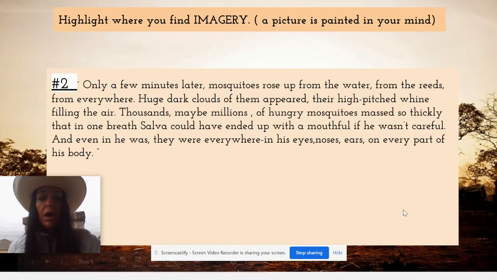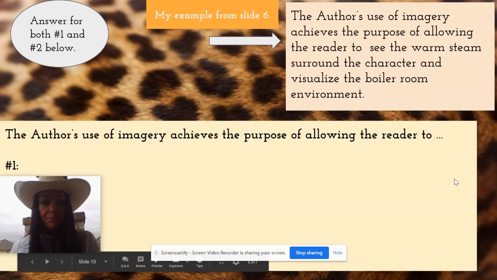Number 2. Only a few minutes later, mosquitoes rose up from the water, from the reeds, from everywhere. Huge dark clouds of them appeared, their high-pitched whine filling the air. Thousands, maybe millions of hungry mosquitoes massed so thickly that in one breath, Salva could have ended up with a mouthful if he wasn't careful. And even if he was, they were everywhere, in his eyes, nose, ears, on every part of his body. So highlight where you find imagery, where you can see it.